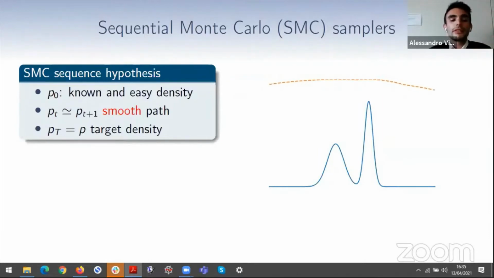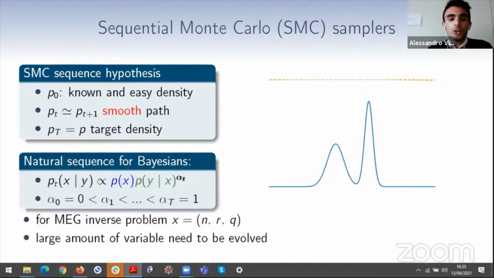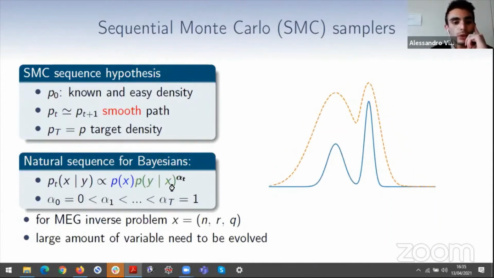We want to create a smooth path between the initial density and the target density, and we can link this with what we want to do, because we recall that we want to approximate the posterior distribution, and we can use Bayes' theorem. Using Bayes' theorem, we can link the posterior distribution with the product of the prior and the likelihood. We can start from the prior, written here as p(x), and go into the likelihood using a smooth path, giving more and more weight to the likelihood.